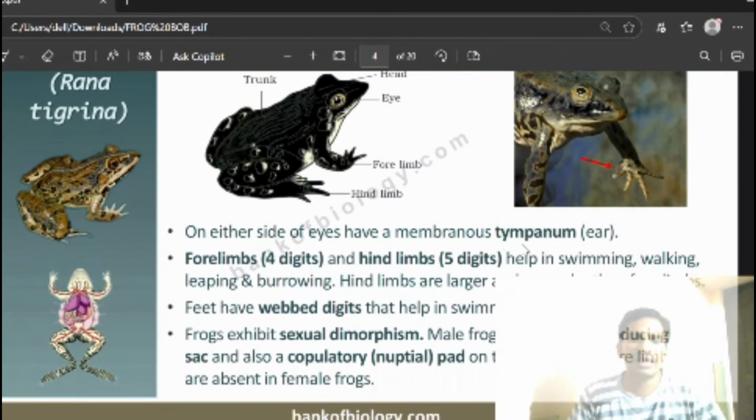The male frog has sound-producing vocal sacs. This is one character. Moreover, copulatory or nuptial pads are also there. They are present on the first digit of the forelimb. Forelimbs have four digits, right? On that first digit there is the nuptial pad, also called the amplexary pad or copulatory pad, which is absent in the female frog, right? The female frog does not have sound-producing vocal organs, and moreover, it lacks copulatory pads, right?